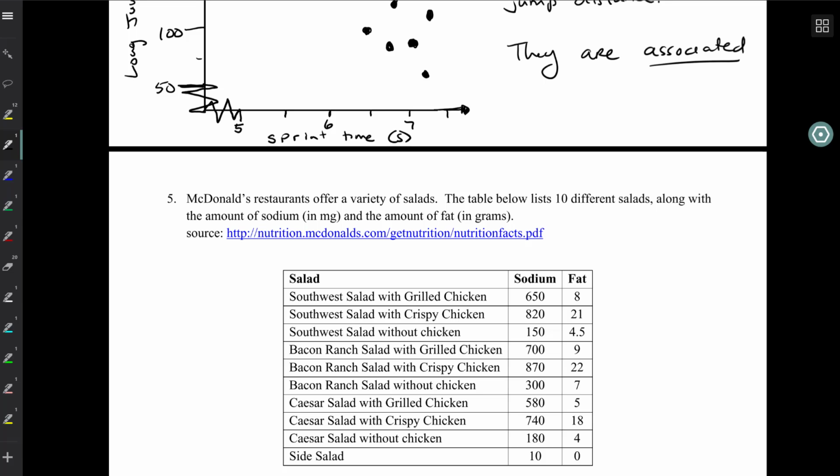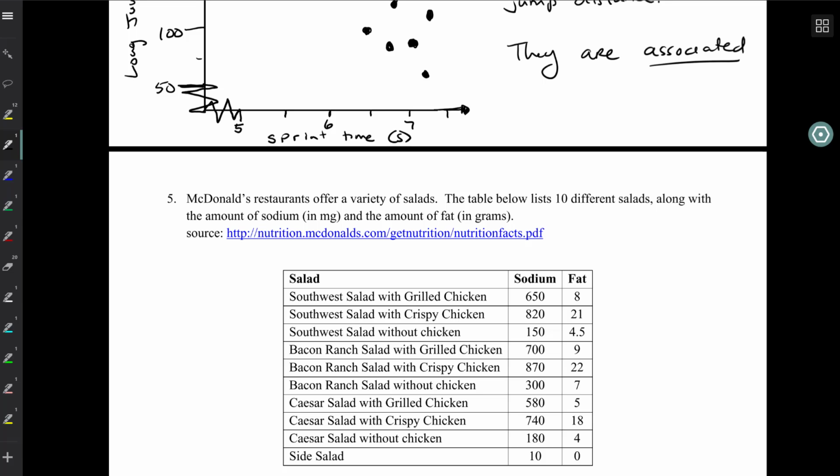So the table below lists 10 different salads along with the amount of sodium in milligrams and the amount of fat in grams. So this is maybe a little bit outdated, but what we're going to want to do is make a scatter plot and describe what we see, right? We want to describe the strength, the direction, the form, and anything unusual, which might include big gaps or big clusters or any unusual influential points potentially or anything like that, okay?